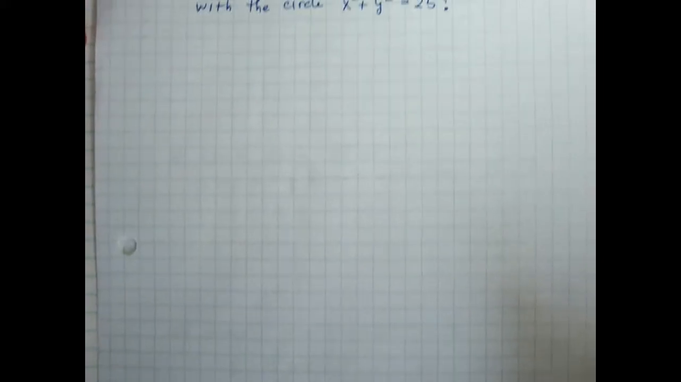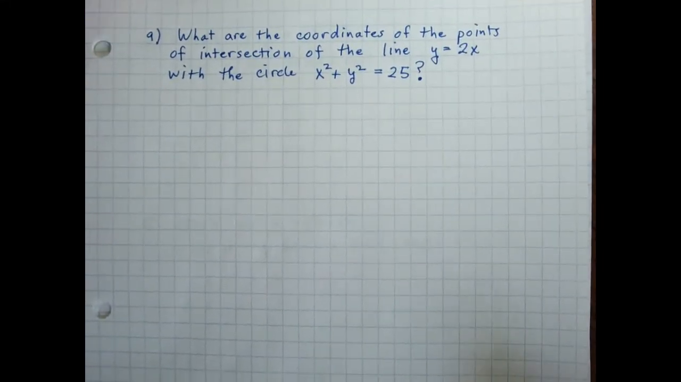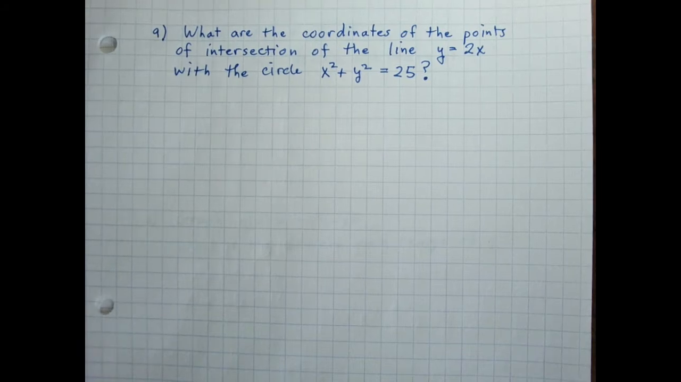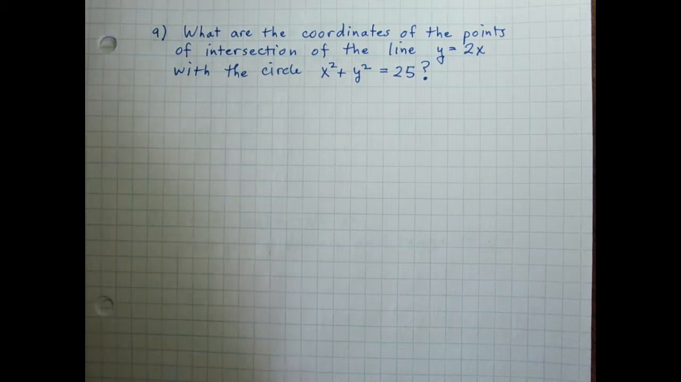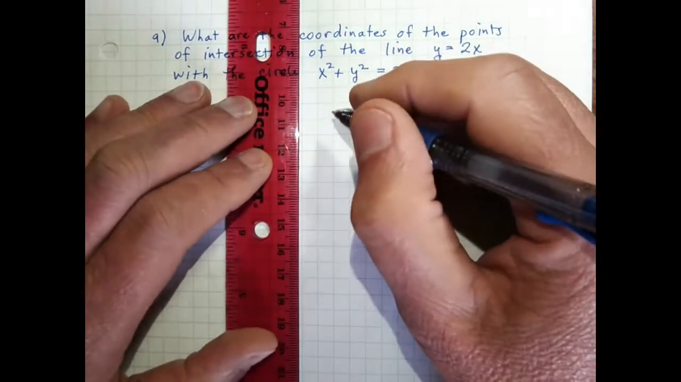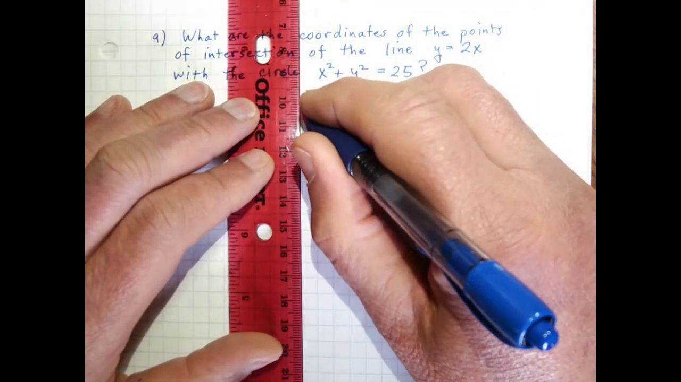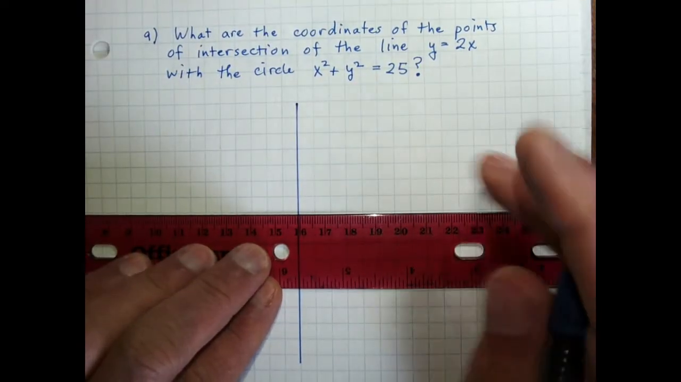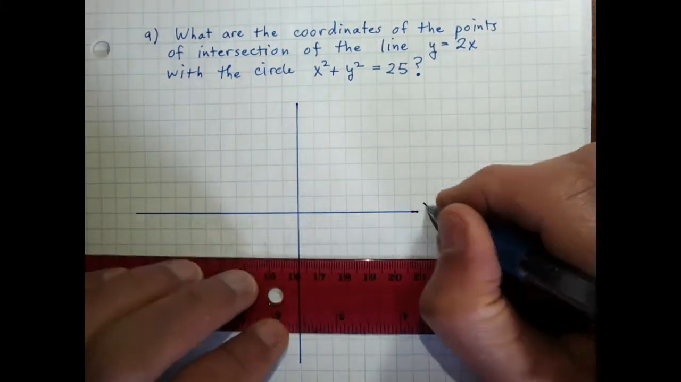Okay, now in this segment I want to do one more problem. Number 9 exercise. What are the coordinates of the points of intersection of the line y equals 2x with the circle x squared plus y squared equals 25? Now, this is really just an algebra problem. You don't need to graph. But I'm going to draw a graph again, because I think the graph will help bring this to life a little bit. And it's not too hard to sketch the graphs here. X, Y.